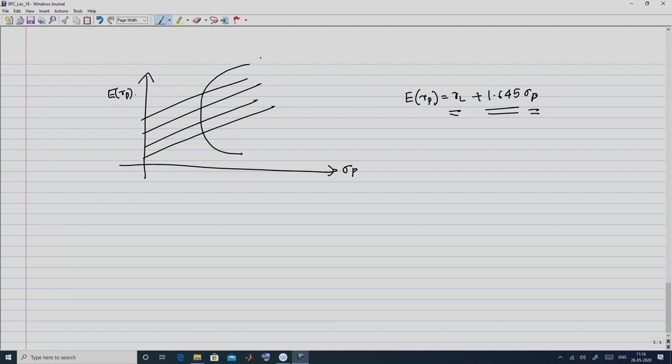And then what we have is the efficient frontier. Suppose we call these portfolios E, F, G, H. All these portfolios have an identical slope of 1.645, but the RL, which is the intercept, is going to be highest in case of portfolio E because it has the highest intercept. And this is just the graphical representation of Kataoka's safety first criteria.